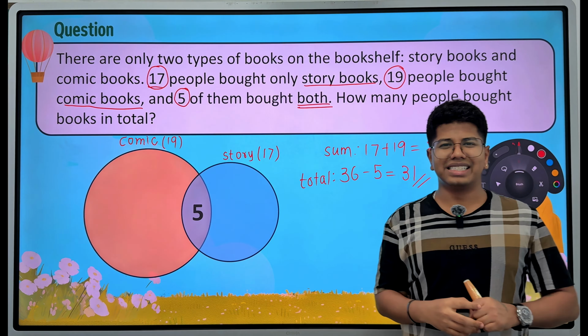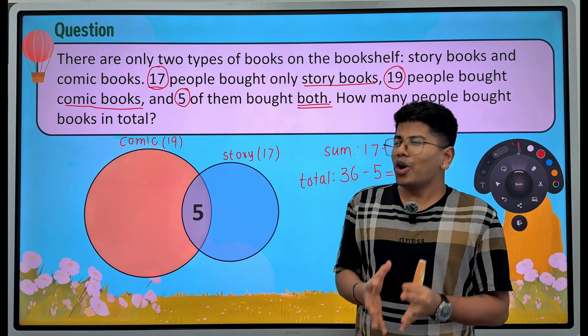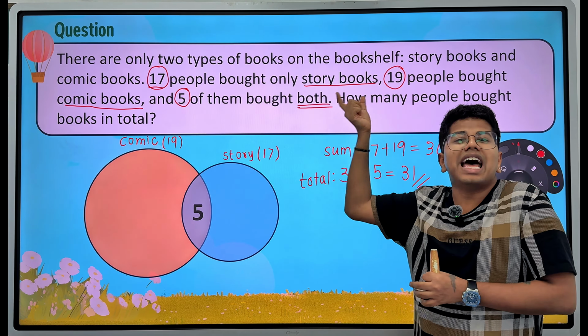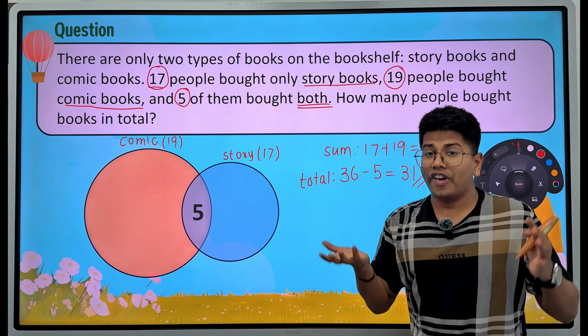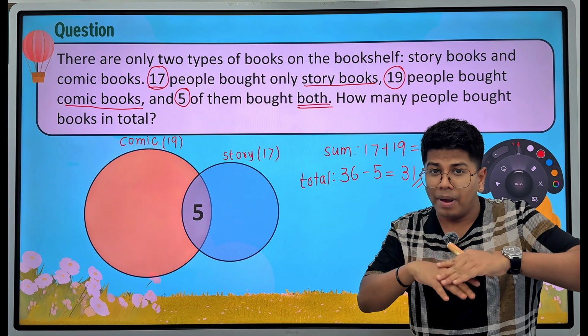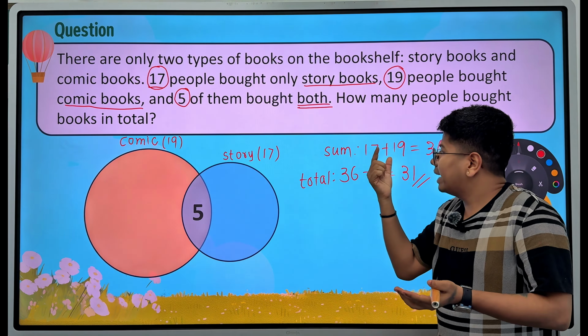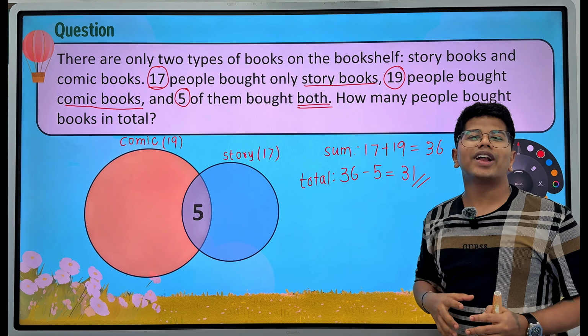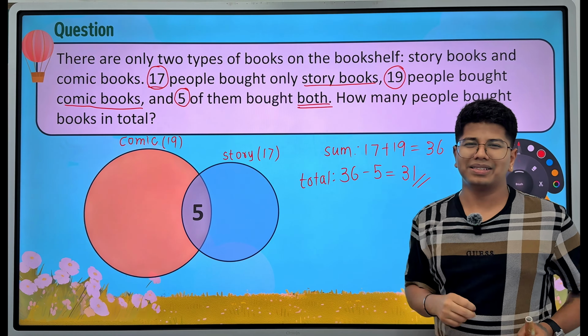So class, what can we understand today? Today we saw questions that have repetition, that is the both part. So whenever there is an overlap, we can find out the total by taking the sum and removing the overlapping part because it's counted twice.